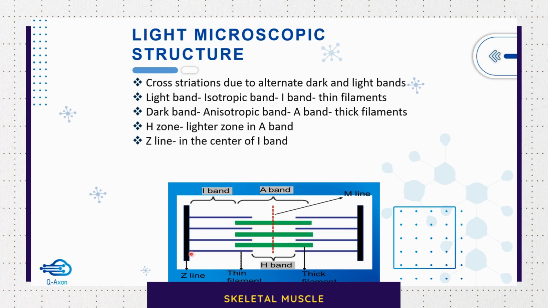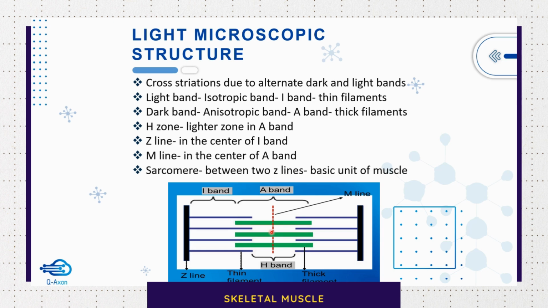So we already saw that the boundaries of the sarcomere are formed by the Z lines, and in the center of the sarcomere is the M line. And we have already defined the sarcomere as the region between two Z lines, and it is the basic functional unit of the skeletal muscle.